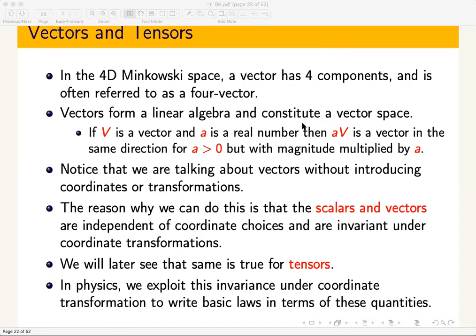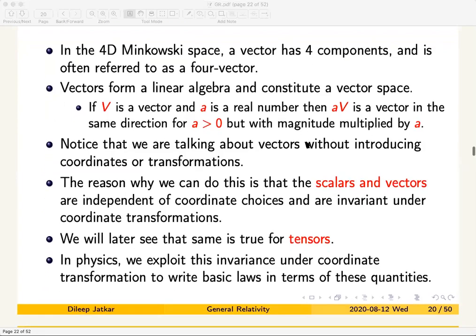Okay, so let us start. So last time we had started discussing vectors and tensors, and what we said was that in the 4D Minkowski space, a vector has four components, and we often refer to it as a four vector. Vectors form a linear algebra and constitute a vector space. So if V is a vector and A is a real number, then A times V is also a vector, and it's in the same direction for A greater than 0, but its magnitude is multiplied by A.